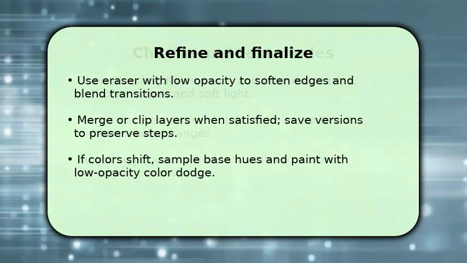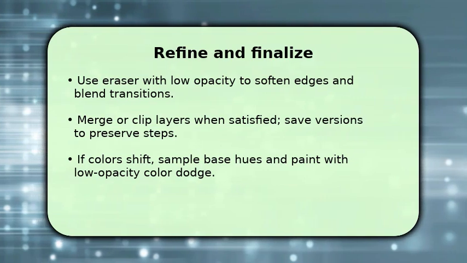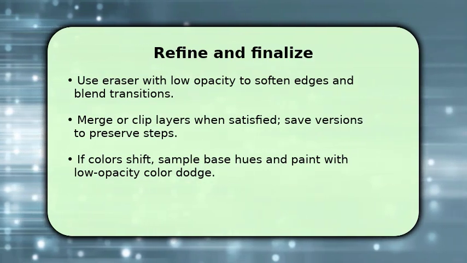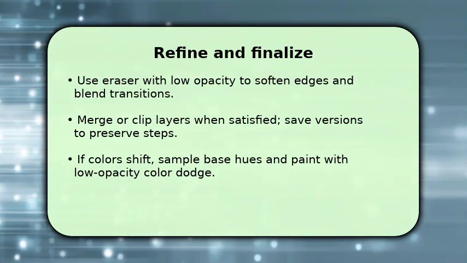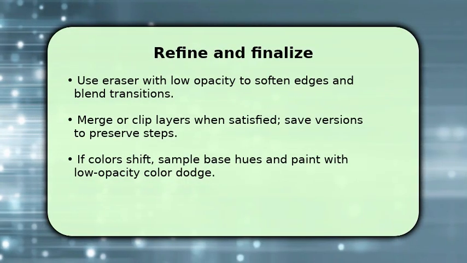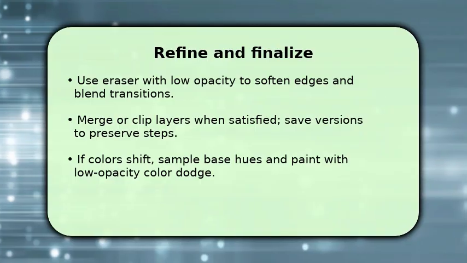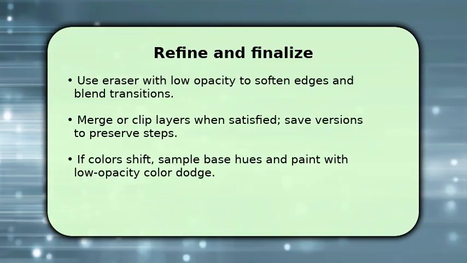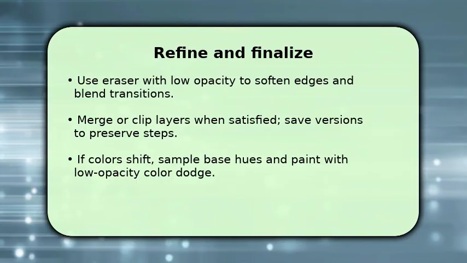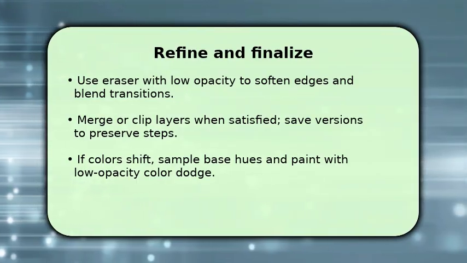This step explains how and why modes alter light and color, so you can pick the correct one for your goal. Finally, refine the blended area and finish the piece. Use a soft eraser at low opacity to gently remove harsh edges, and use smudge or low opacity brushes to smooth transitions. Once you're satisfied, either clip the effect layer to the base or merge copies, and save incremental versions so you can revert if needed.